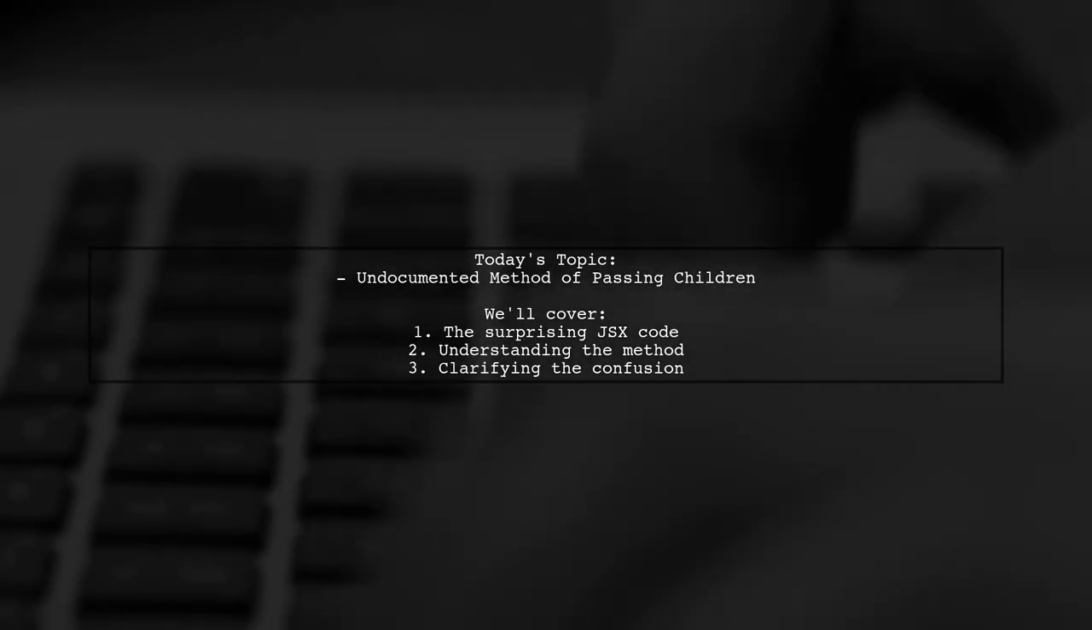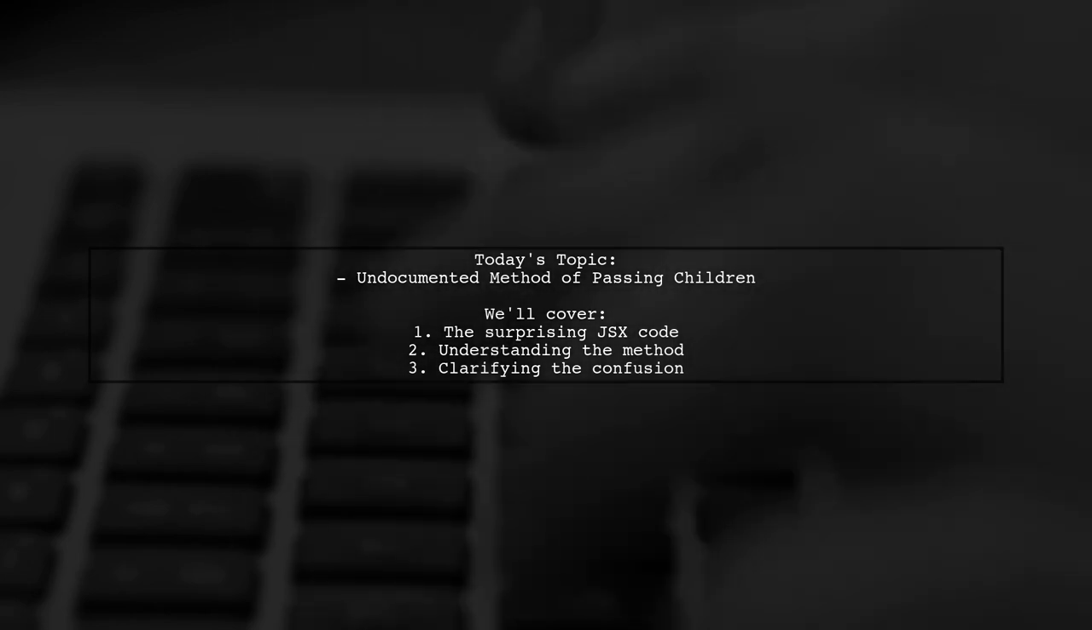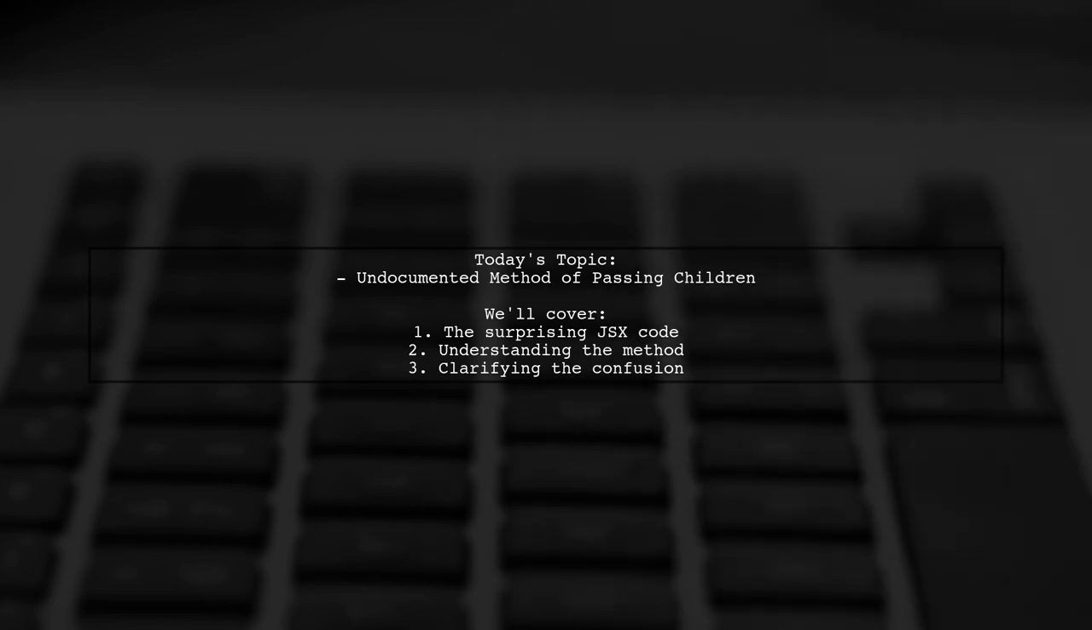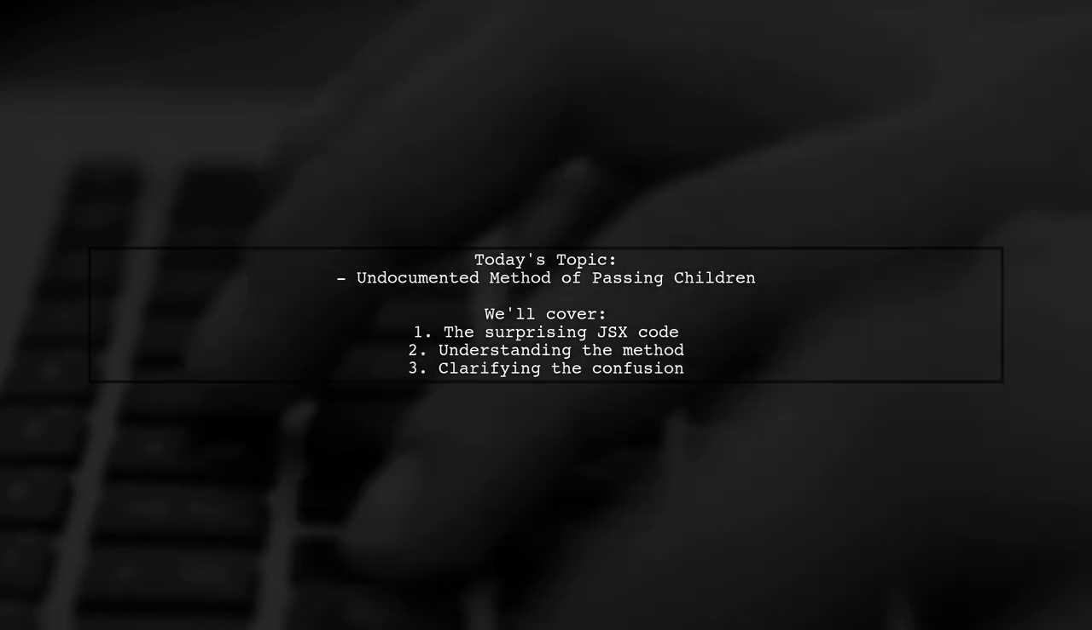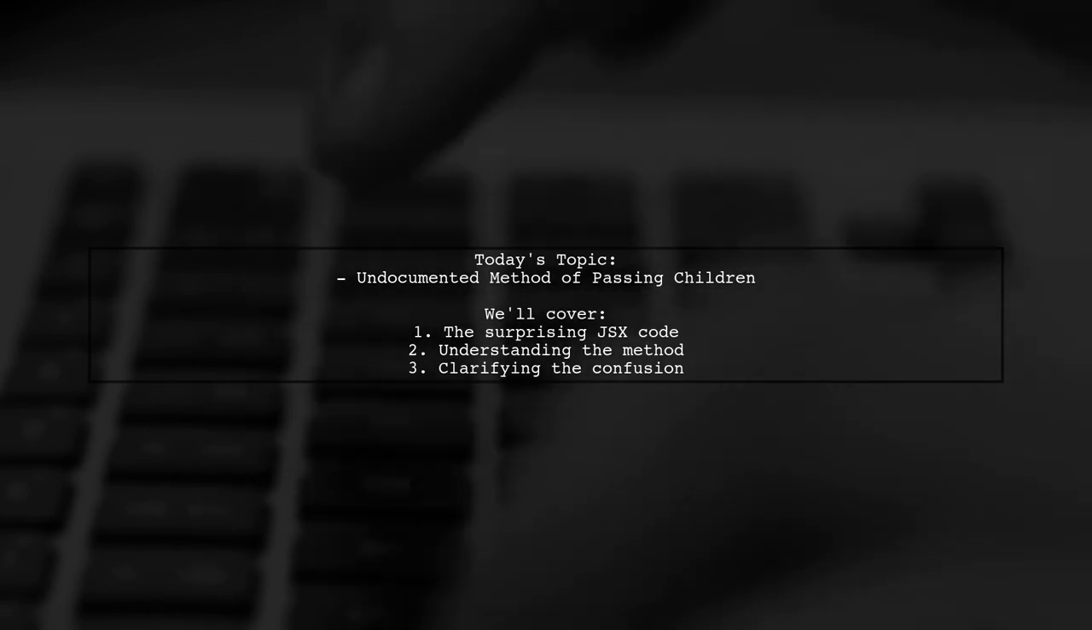Today, we're diving into an intriguing question from a developer who stumbled upon a unique method of passing element children in JSX. The question is, undocumented method of passing element children as attributes instead of explicit children.